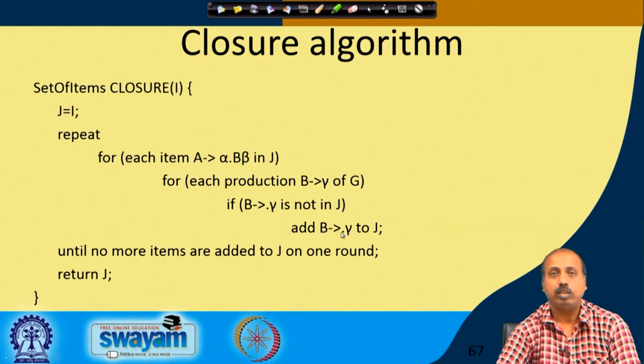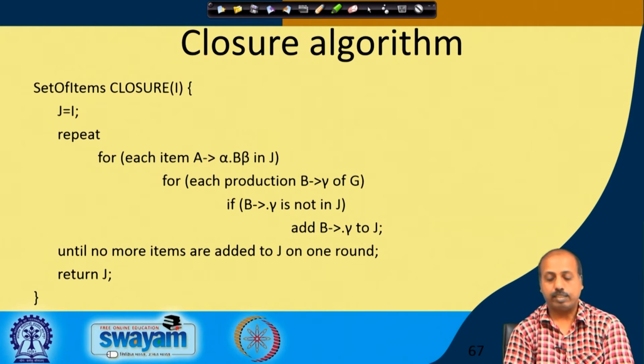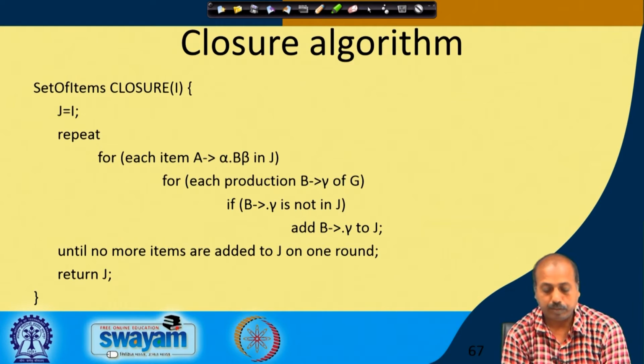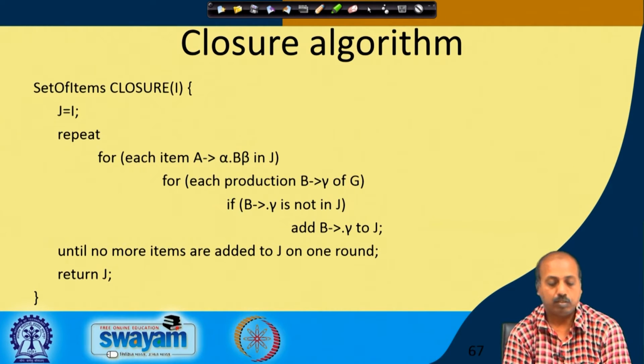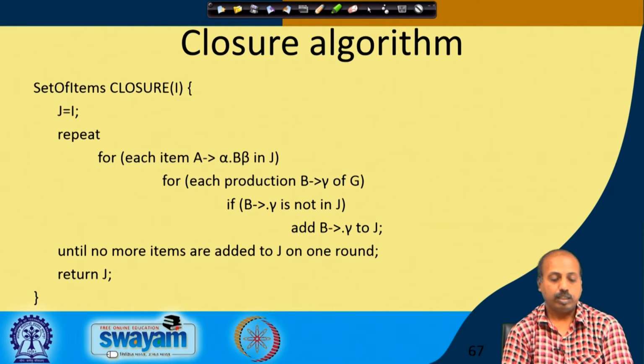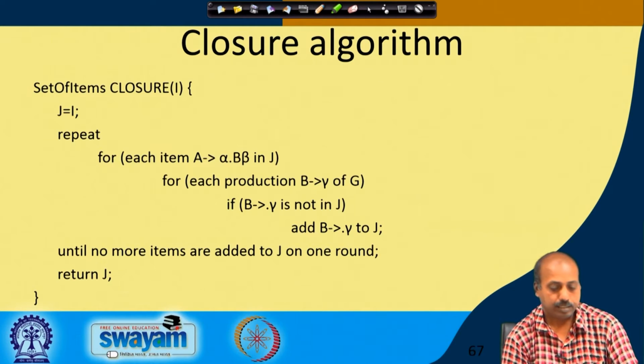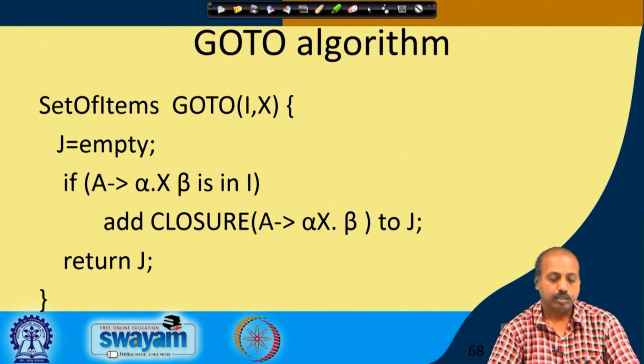This algorithm we have already intuitively seen while discussing the examples. This is a formal way of writing the algorithm. We repeat until no more items can be added to J in one round. If you try with all the rules and find that no more productions can be added, then we stop the algorithm and return the set of items J. So, that is the closure algorithm.